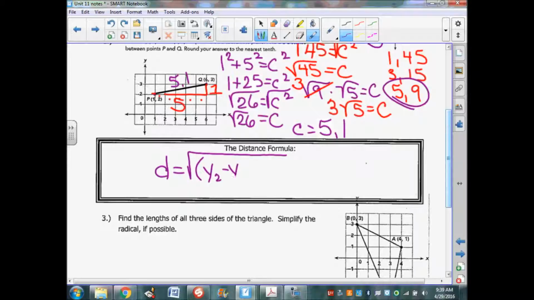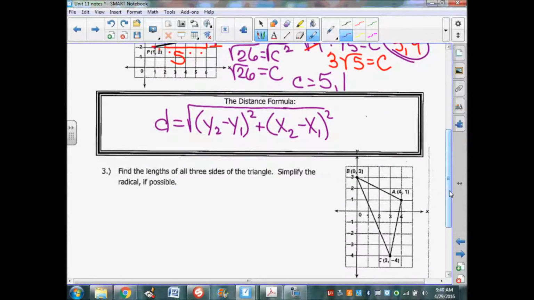y2 minus y1 squared plus x2 minus x1 squared. Where have we seen y2 minus y1 and x2 minus x1? Slope formula. Okay, we've seen those in the slope formula. So now we've played with it a little bit and we've made something called the distance formula. The distance formula is going to help us find the distance between 2 points.